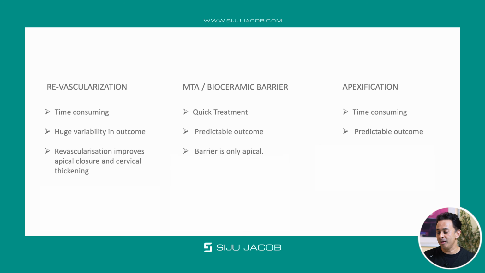Whereas when it comes to MTA or bioceramic barrier or apexification, the barrier is only apical. There is no cervical or lateral thickening. So that's the big advantage when it comes to revascularization. And that's why there's a lot of attention given to revascularization.